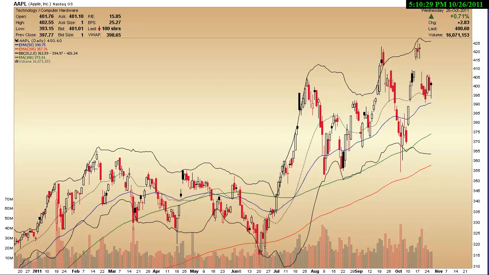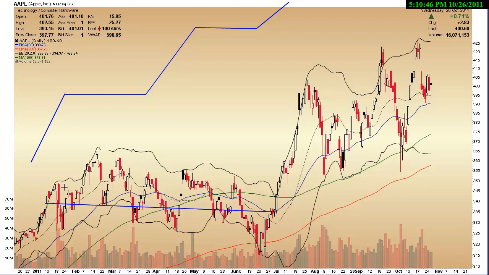Back in 2009, 2010, it was very easy to hold Apple because what it would do is go up, trade sideways for a couple months, and go up again. And that was the pattern. And generally speaking, we got that at the beginning of 2011 too. We got a long sideways consolidation pattern and then a nice move higher.